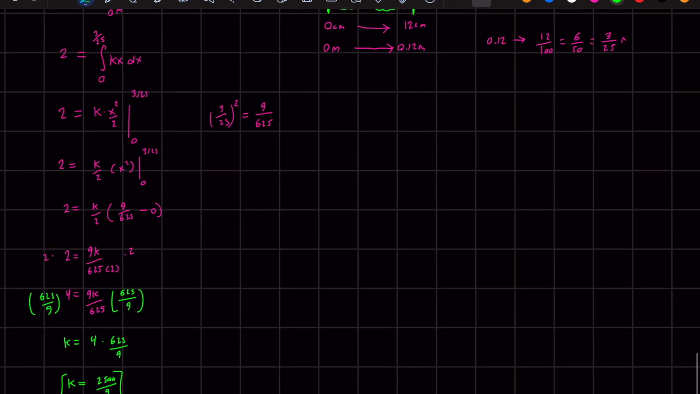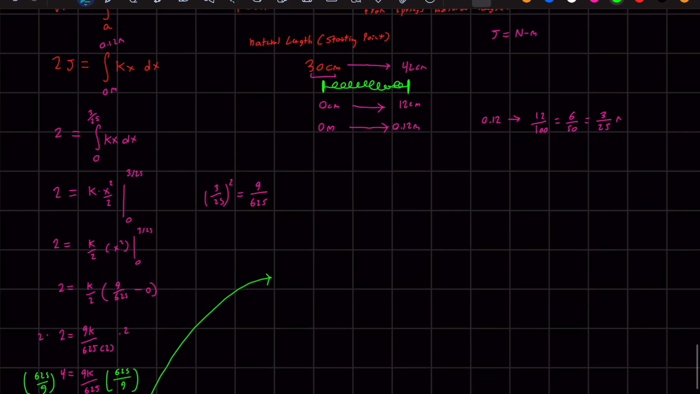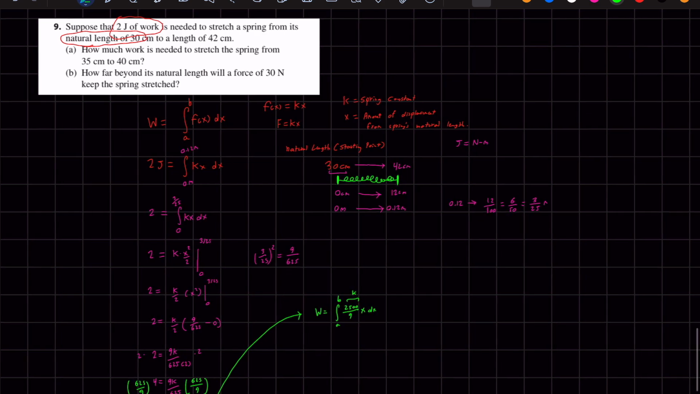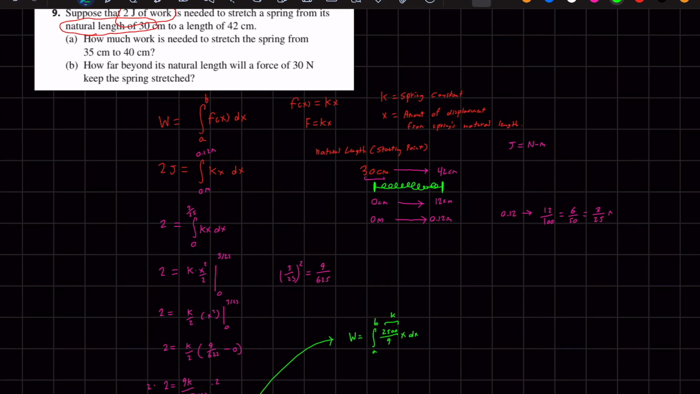So we can say now that our function, our force function, right, when we write an integral, our work is equal to the integral from a to b, and instead of k, we now have 2500 over 9 x dx, because that's our k right there. So we have our work function now. We're now ready to solve for letter A. Okay, so this is how much work is needed to stretch the spring from 35 to 40 centimeters.